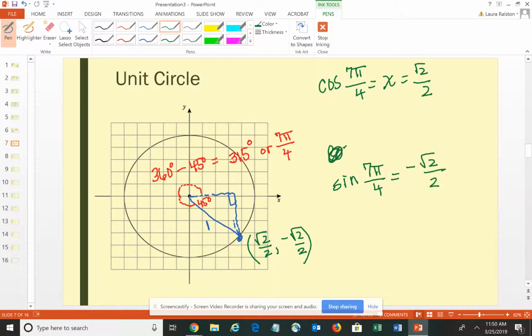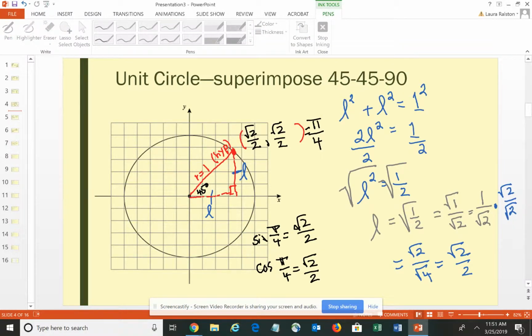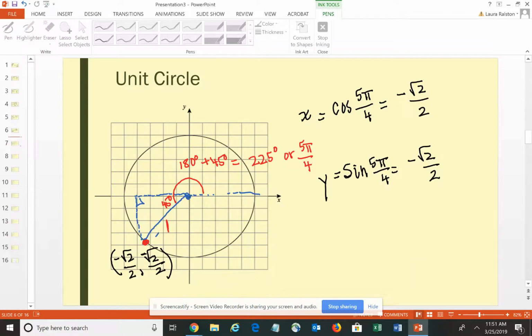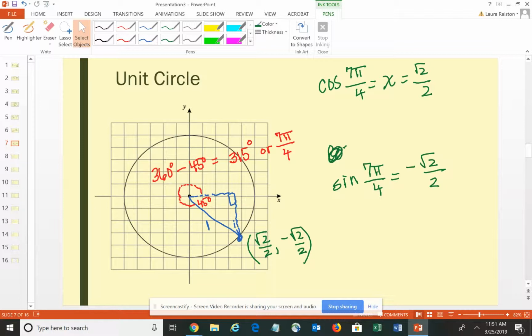So here's the deal, guys. If you will learn this first quadrant, that pi fourths corresponds to the ordered pair square root 2 over 2, and then realize that you can rotate that all the way around the unit circle, you end up with all of the different values, and you just alter the signs of the ordered pair depending upon which quadrant you're in.